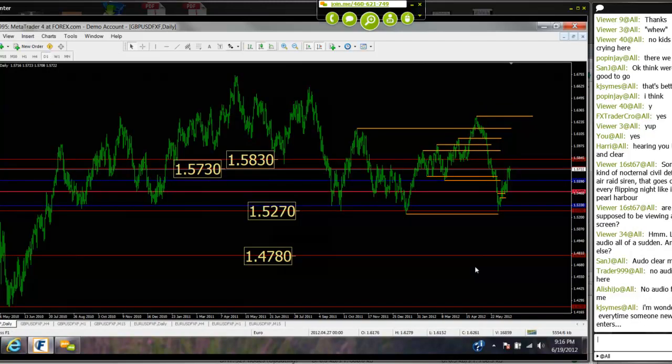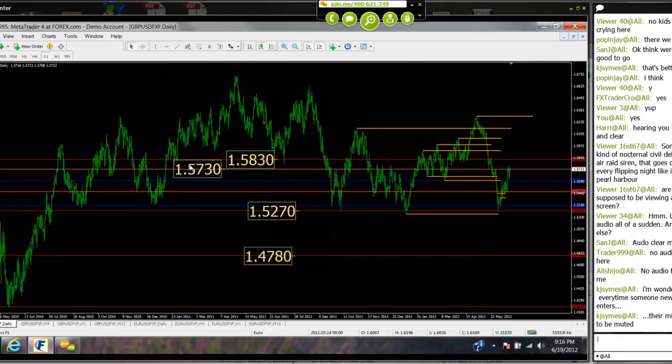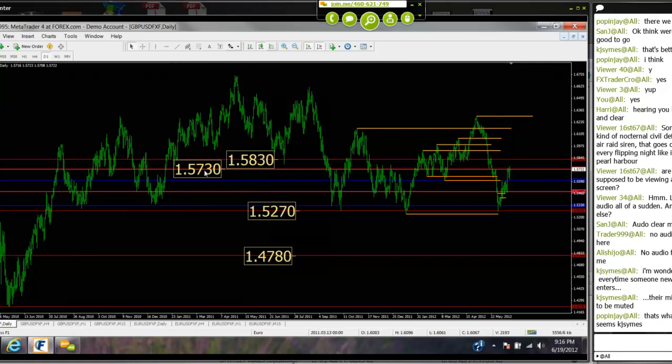All right, this is the daily chart on the cable, British Pound USD pair, and we're going to be highlighting this 157.30 level.